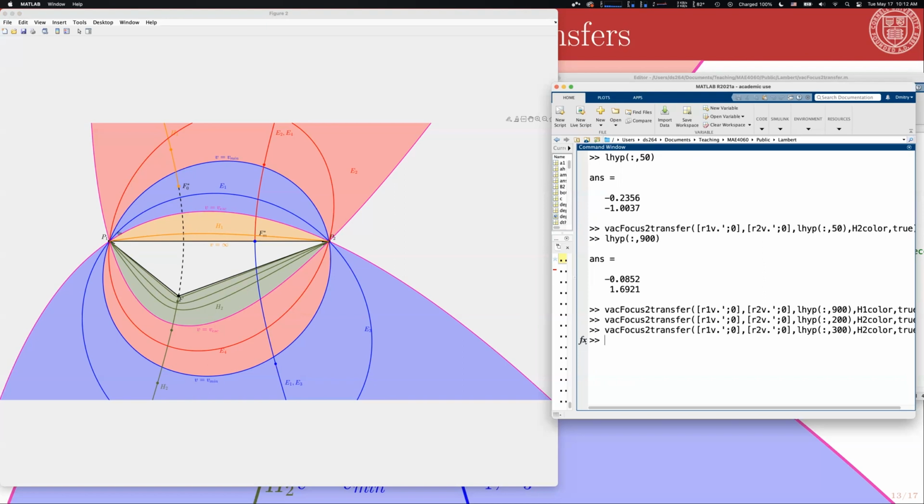Similarly, if we drop down the H1 vacant focus towards this F0 star, we expect this H1 hyperbolic transfer to flatten out and more closely approximate a straight line transfer from P1 to P2. So here we have two additional vacant foci dropping towards F0 star, and we can see, as predicted, the hyperbolic transfer starts to flatten out and more closely approximate this straight line as we approach the non-physical V infinity solution.